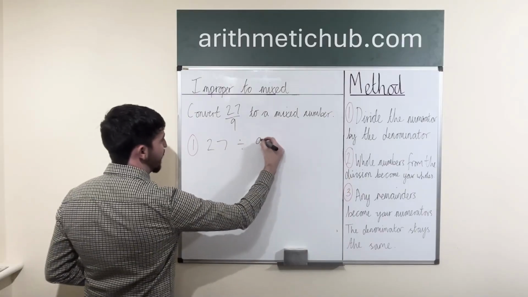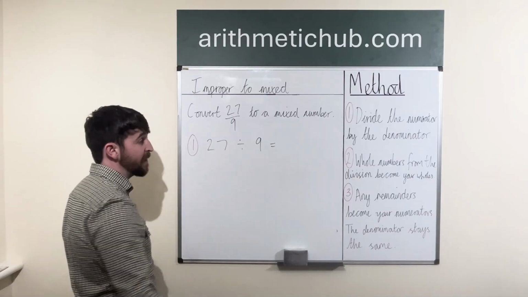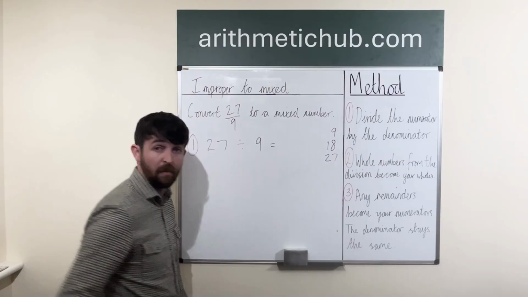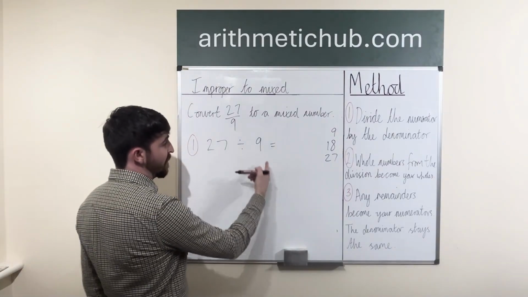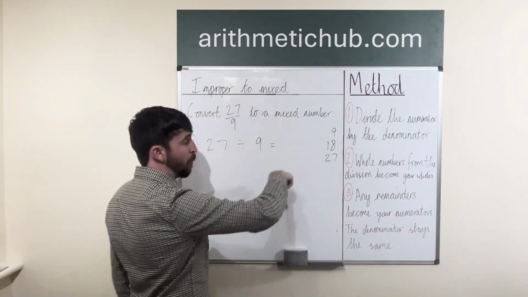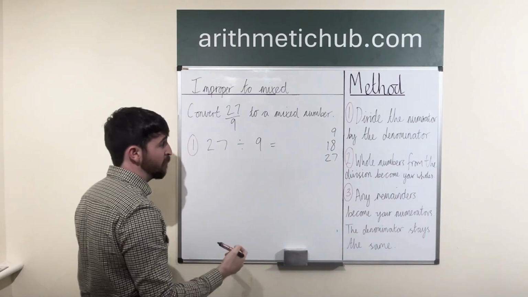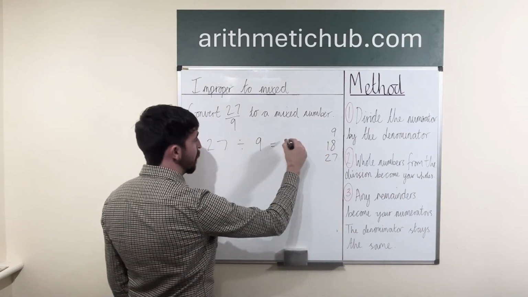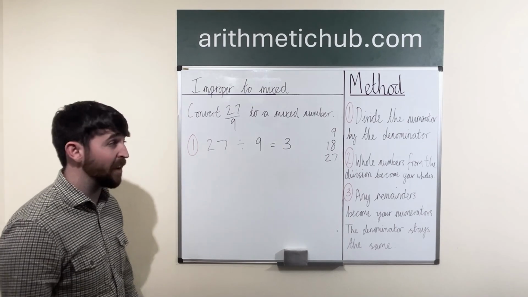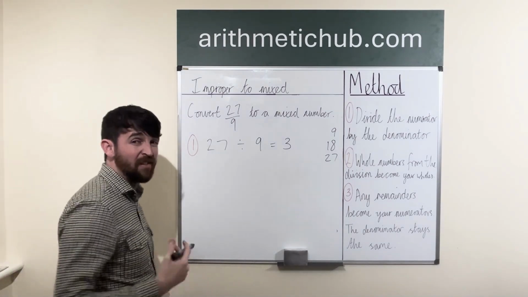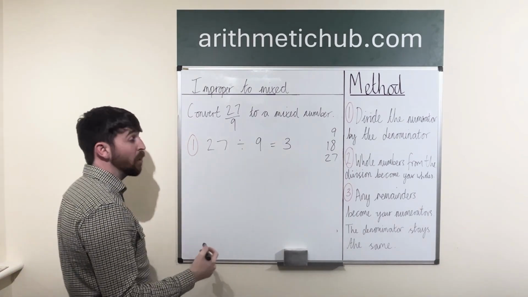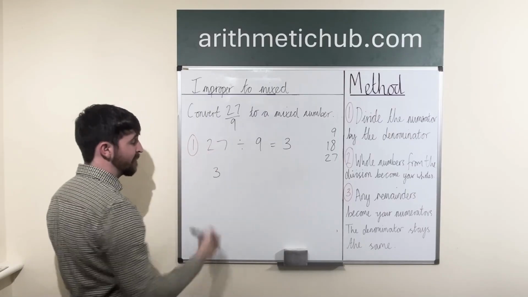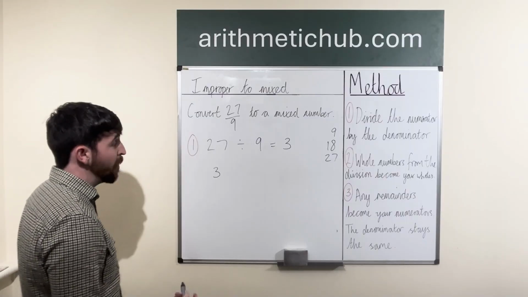27 divided by 9. Again, if I need to, I can write out my 9 times tables. 9, 18, 27. Brilliant. We can see the 27 is in our 9s, can't we? So now what we would do is count up how many lots of 9 made 27. 1, 2, 3. 27 divided by 9 is going to be 3. So as a mixed number, it's not actually even going to be a mixed number, is it? Because all it would be is 3 wholes. 27 ninths is the same as 3 wholes. And we could check that, couldn't we?